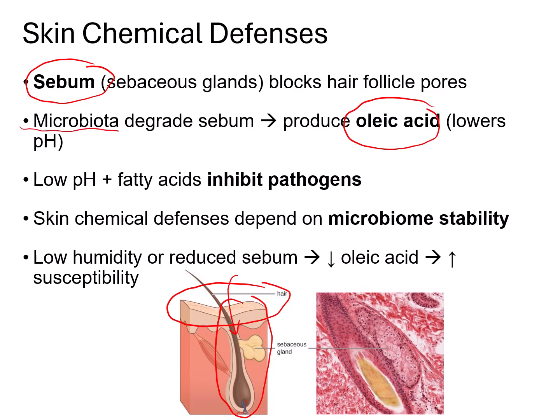If we happen to have reduced sebum or low humidity, that lowers our protection because the skin becomes less habitable for our normal microbes to live there, and they will produce less oleic acid. This increases our susceptibility to pathogens.